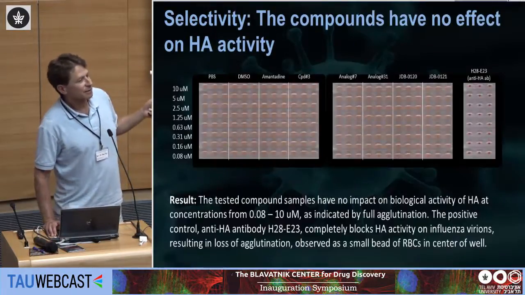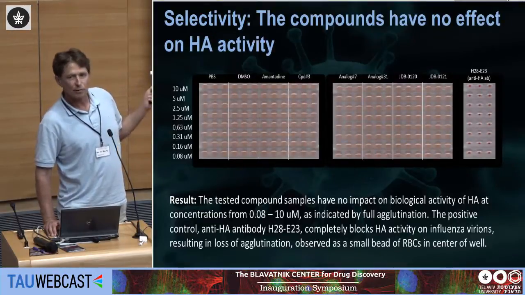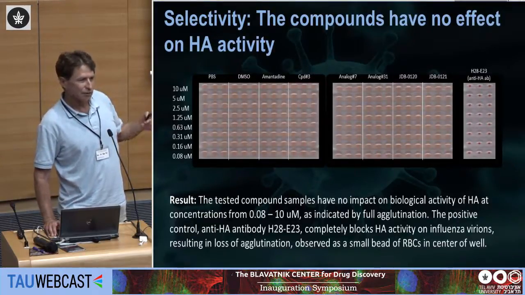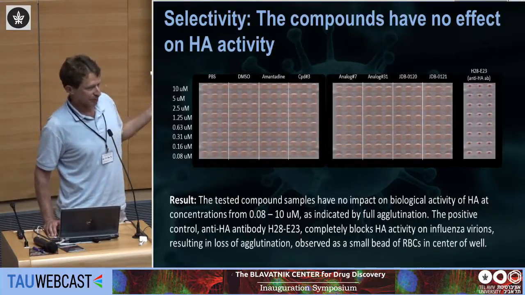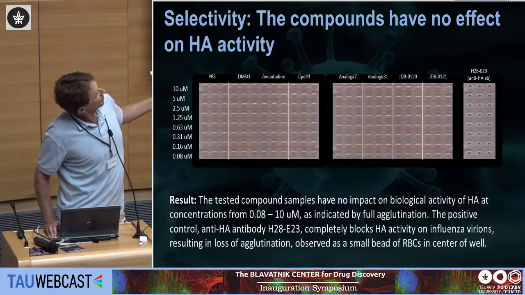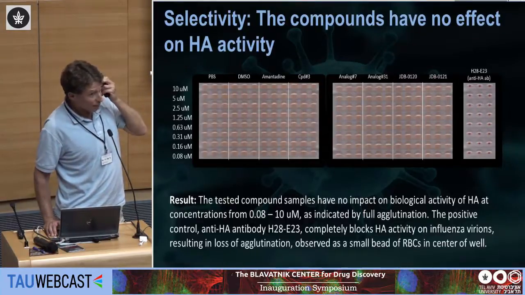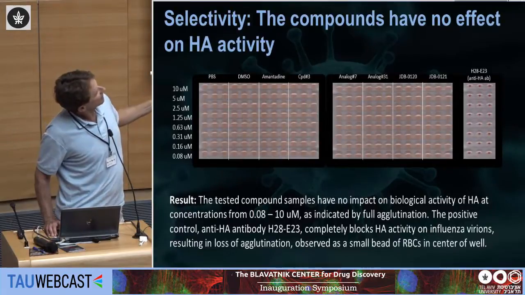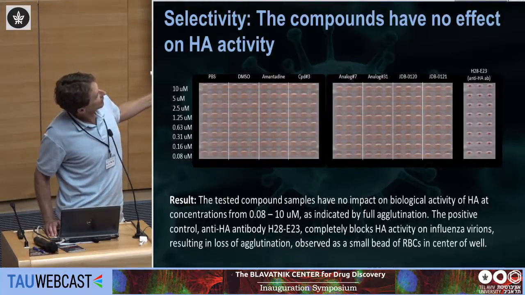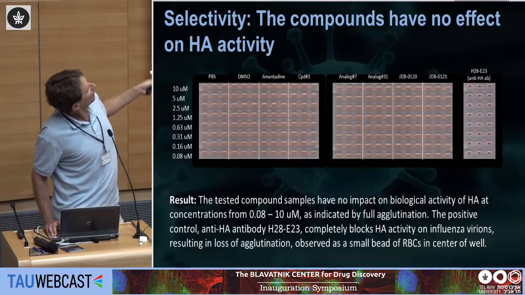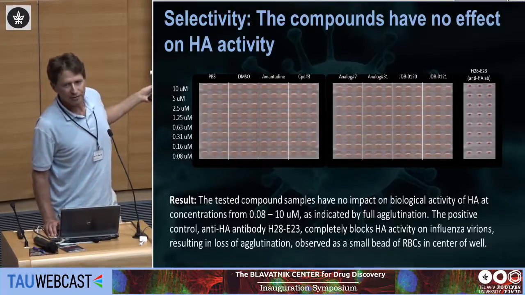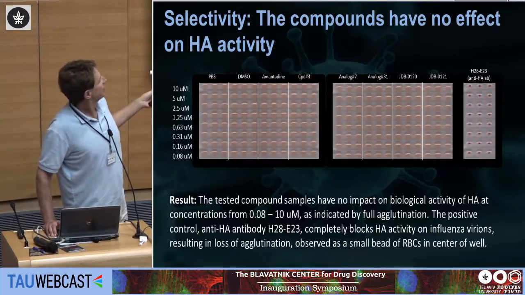And that's another control to show that there is no effect on the hemagglutinin, which is also outside the virus, so theoretically it could interact with the virus. So here is an agglutination assay. This is an antibody that inhibits hemagglutinin, and you see the prevention of agglutination as the red dots here in the cells. In the compounds, you don't see this effect, so they presumably don't interact with hemagglutinin.